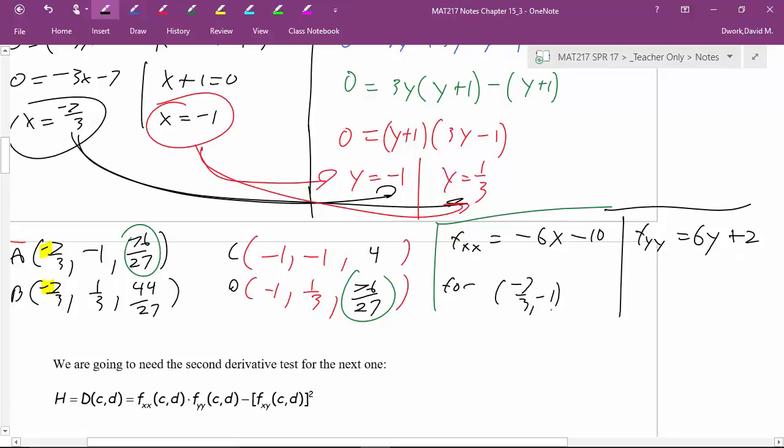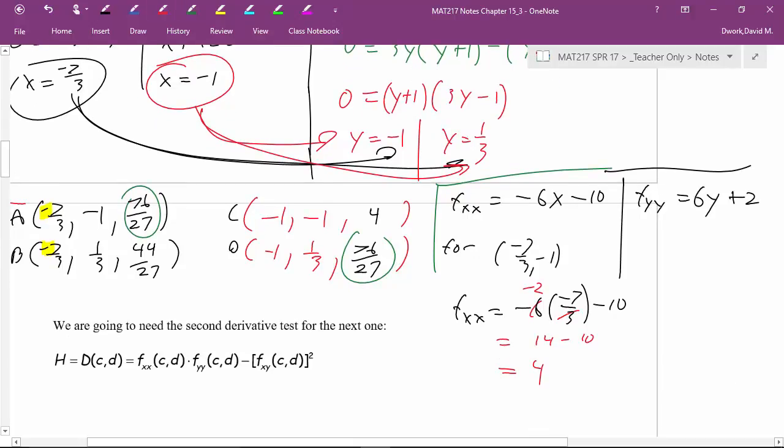Let's see, the second derivative would be what? Negative 6 times negative 7/3 minus 10. Now, the simplification on this isn't too bad. That divides with that, leaving me with negative 2. Negative 2 times 7 would be positive 14. 14 minus 10 is 4. Now, to be honest, I really don't care about the number. All I care about is that it is positive, which means in the x direction, we are concave up.